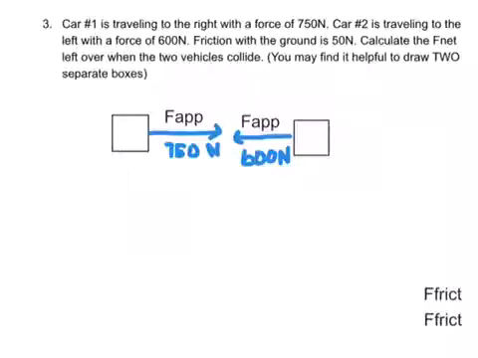Friction with the ground is 50 newtons. This is where it's important to remember that friction's acting on both cars. So I need to include on both sides 50 newtons of friction.